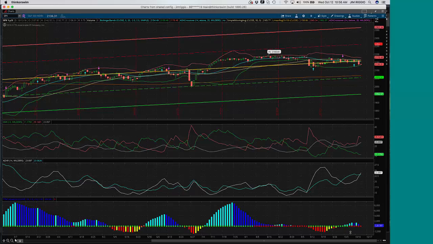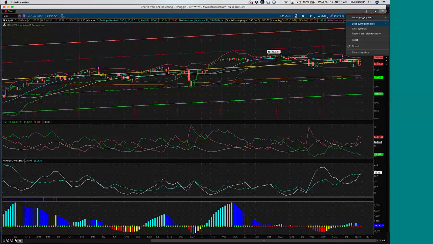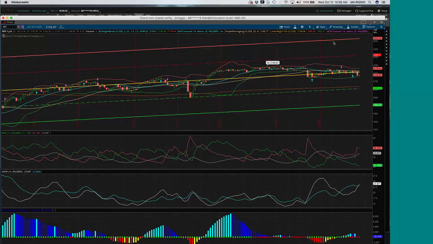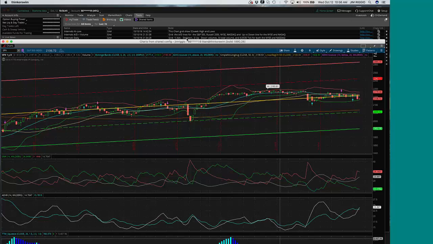So again, all you'll have to do, as a member, is get the downloaded files that Tom will send you. You come over here, you go to load. I'm sorry, it's not on this one. It's on the main chart. You go to Setup, and you do open, shared items, and you can paste it there.